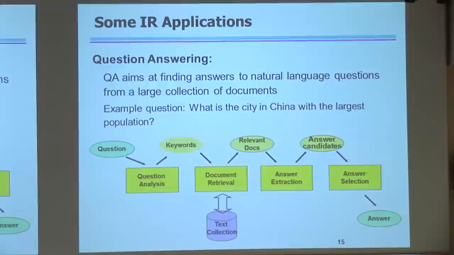The first one is question answering. This means we want to identify the answer to a user query directly. Let's say the question is, what is the city in China with the largest population? The system is pretty complicated. In the first step, we want to extract important keywords from the user question. In this case, this may be city, China, largest population, and then we do retrieval. We get back a bunch of relevant documents. After that, we utilize some answer extractors to extract possible answers or answer candidates from the relevant documents. And the final step, which is one of the most important steps, is answer selection. We want to select the most useful answers from the candidates as the answers to the user question. So this is question answering.